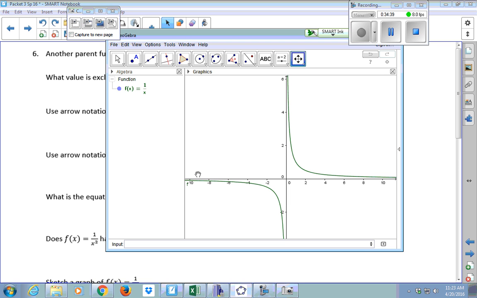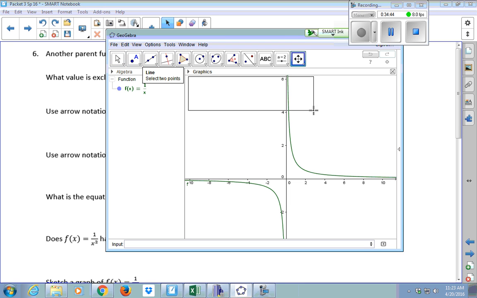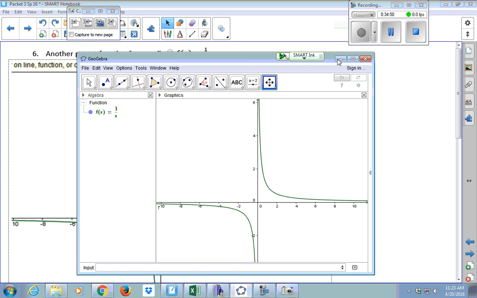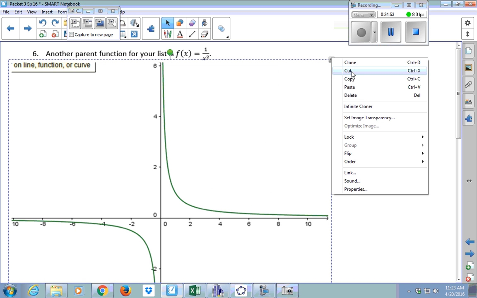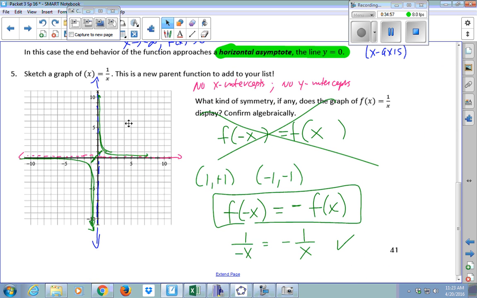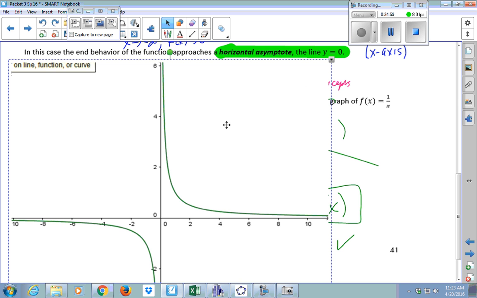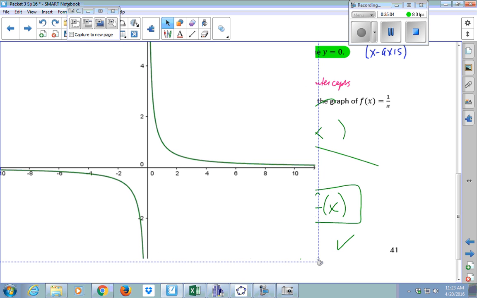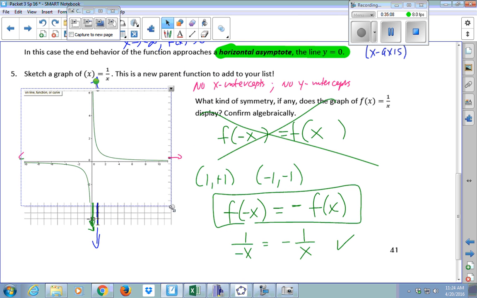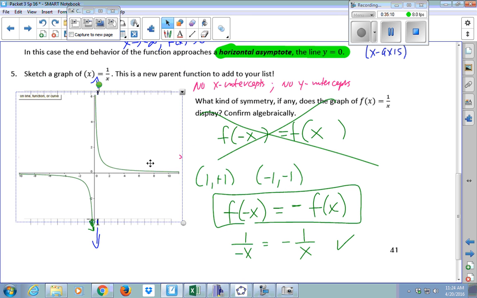So let me put that in so you have a nice picture of 1 over x compared to what I just tried to draw for you. There we go. I'll just throw that into your notes. Okay, so here we go. That's a nicer graph than what I tried to draw for you.